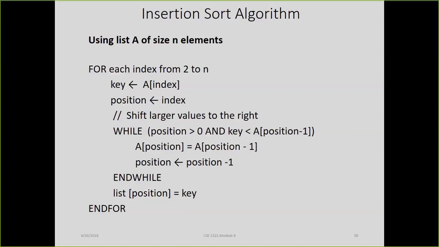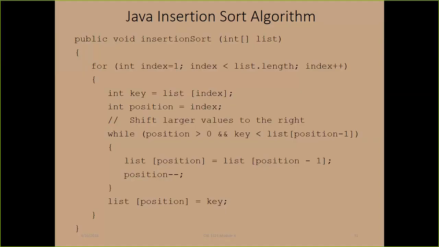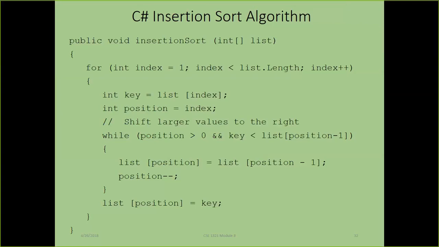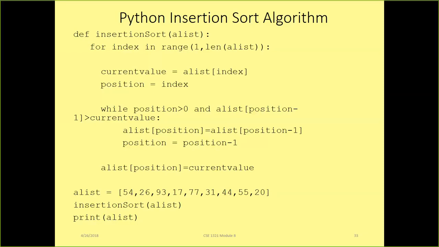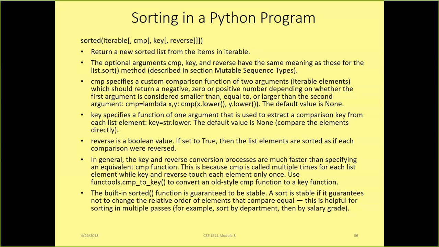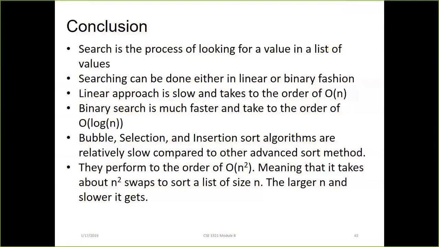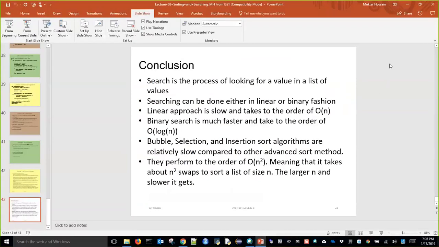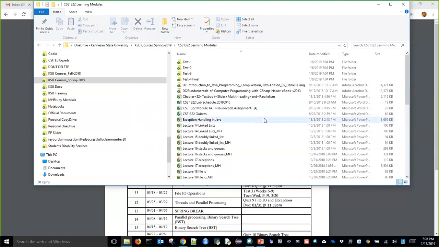So this is the insertion sort algorithm in a Java program, with the corresponding C program, C# program, and Python. This is sorting code. We don't need Python. Okay, so let me go through the next slide. Let us see what I do have.